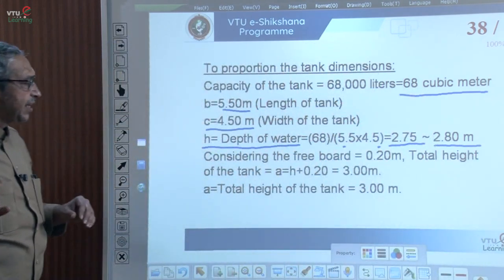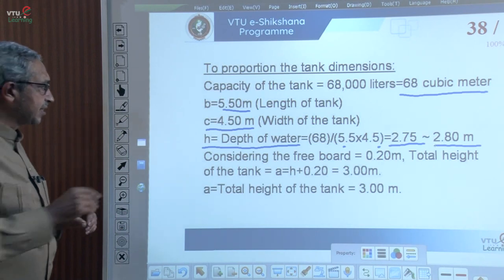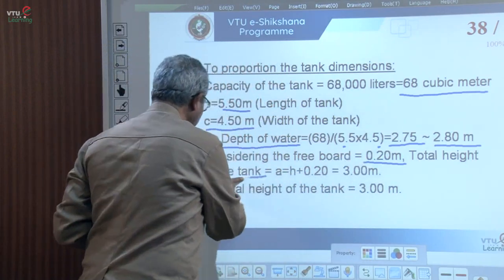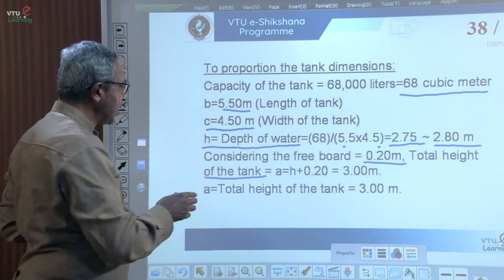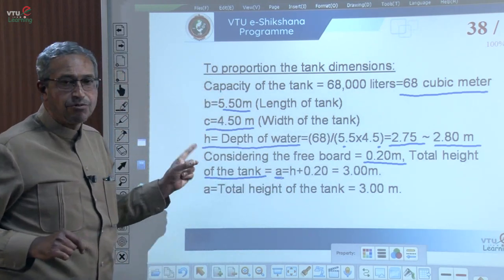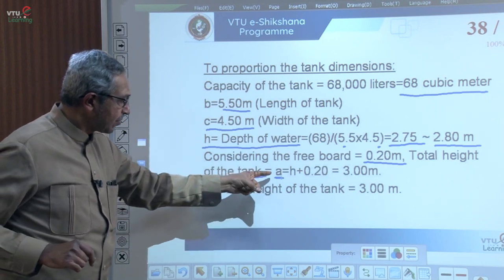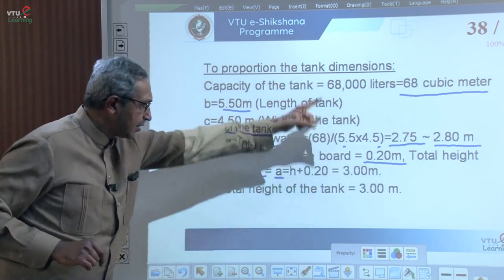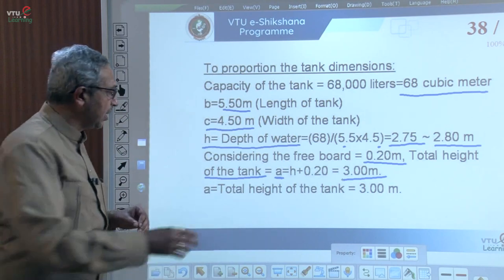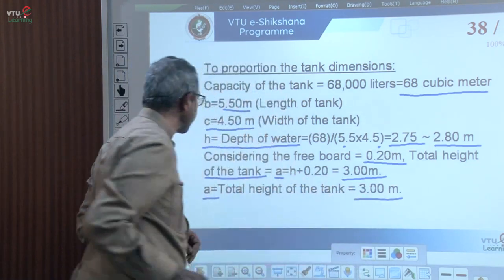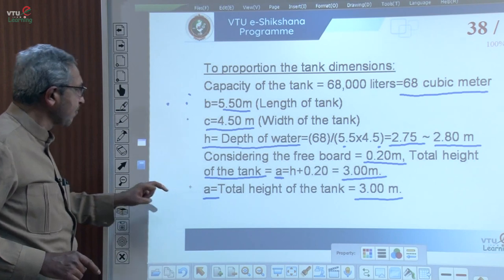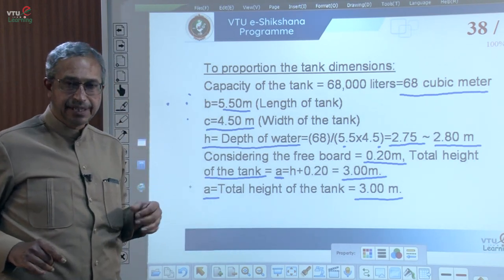So 2.8 meters is the height of the water in the tank, and considering a freeboard of 0.2 meters at the top, the total height of the tank I will represent by the symbol A, because A is the designation which has been used in the code IS 3370. So I denote A, that is H plus 0.2, equal to 3 meters. A refers to the total height of the tank, that is 3 meters. I use the notations B, C and A, which are the notations used in IS 3370.